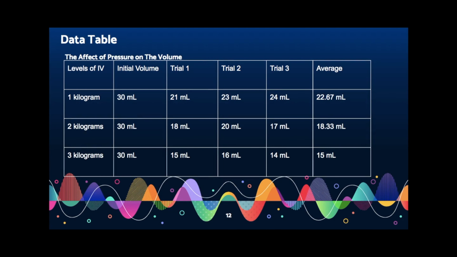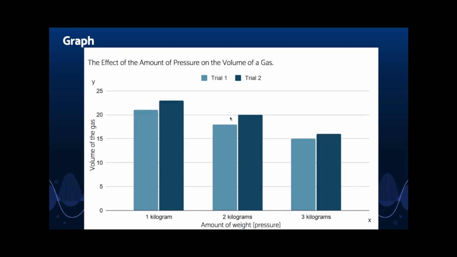Our results showed that at 1 kilogram, the initial volume decreased by 9 milliliters around that value. At 2 kilograms, which is a bit more pressure than 1 kilogram or 1 brick, the initial volume decreased by around 12 milliliters. And at 3 kilograms, the initial volume decreased by half of its amount, which was the greatest decrease in the gas volume. We could also see that in the graph.